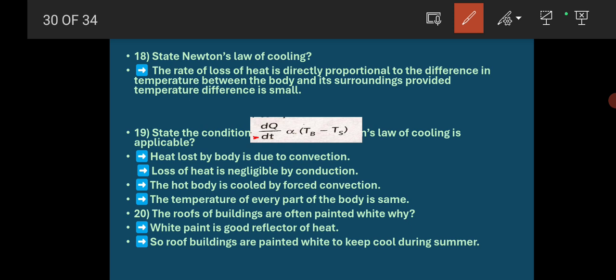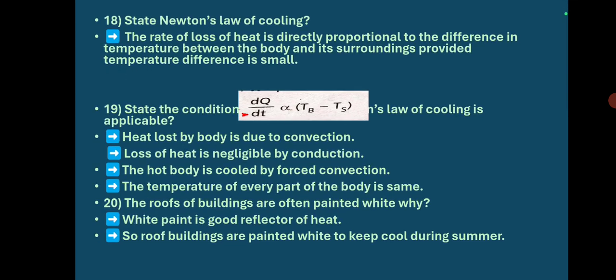Now next, state the conditions for Newton's law of cooling to be applicable. First condition, heat lost by the body is due to convection, loss of heat by conduction is negligible, the hot body is cooled by forced convection, and the temperature of every part of the body is the same.